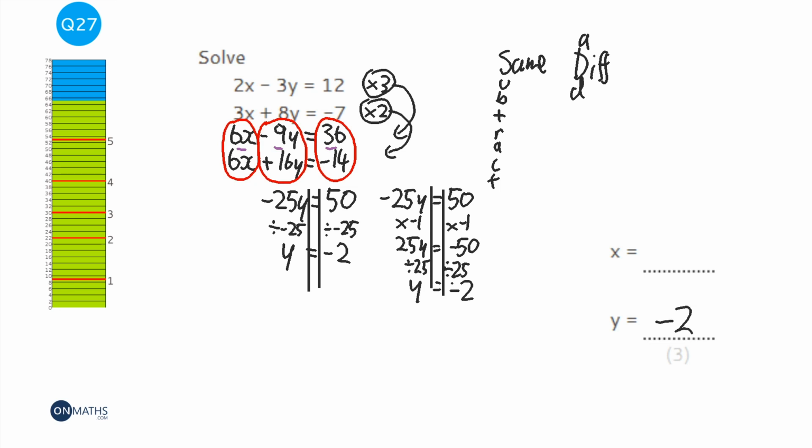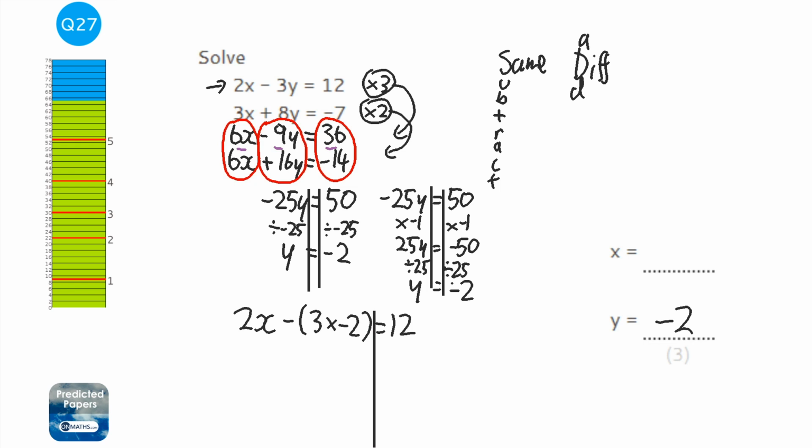Okay, now we need to put that into the equation. So I'm going to pick the top one. It doesn't matter which one you pick. So we've got 2x minus, and then we've got 3 times minus 2 equals 12. So let's put our lines in.